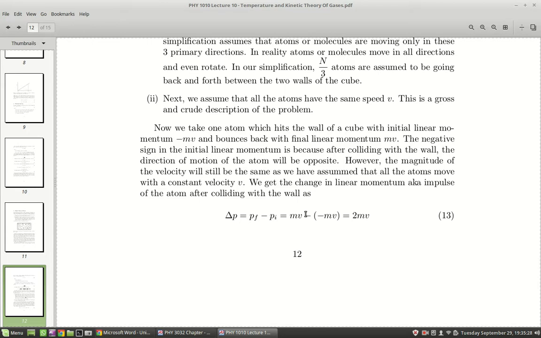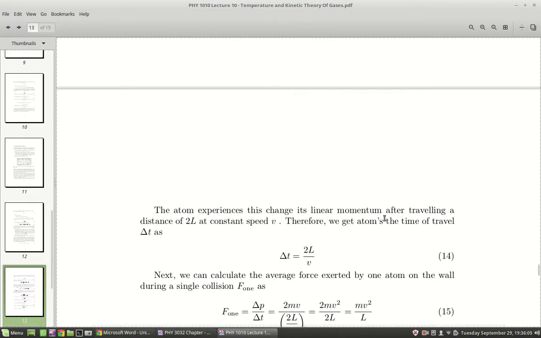We have chosen the direction coming towards us to be positive, meaning that as the atom is going away from us to hit that wall, it has a velocity of minus v. That minus v times the mass of the atom gives us minus mv. So the change in momentum is mv minus (minus mv), which gives a change in momentum of 2mv. So an atom moving with a constant speed v, when it changes direction and starts coming towards us, experiences a change in momentum of 2mv.